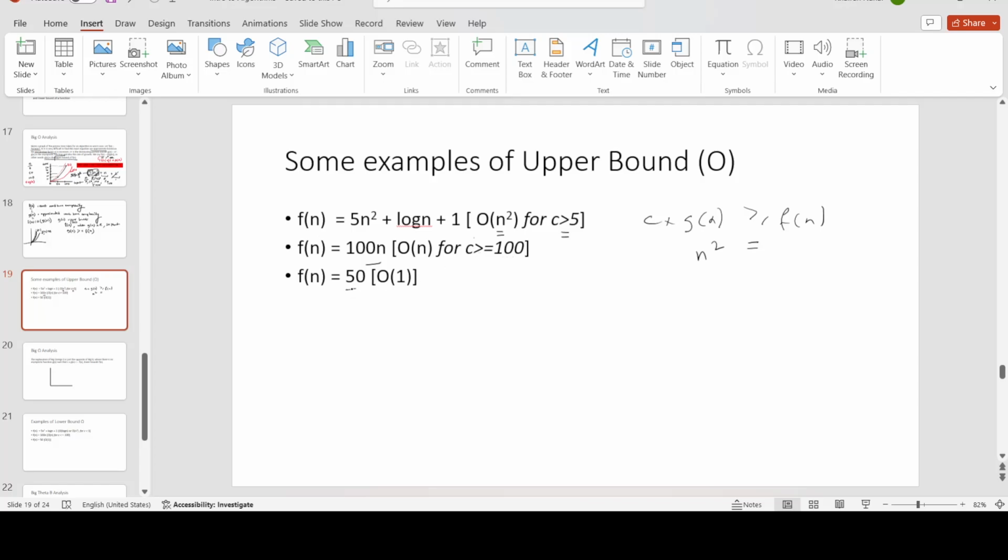And if fn is 50, now this number is independent of n. এই equation n কিছু নাই, মানে this equation is not independent of input. Therefore, we say big O of 1. This is also known as constant time complexity.